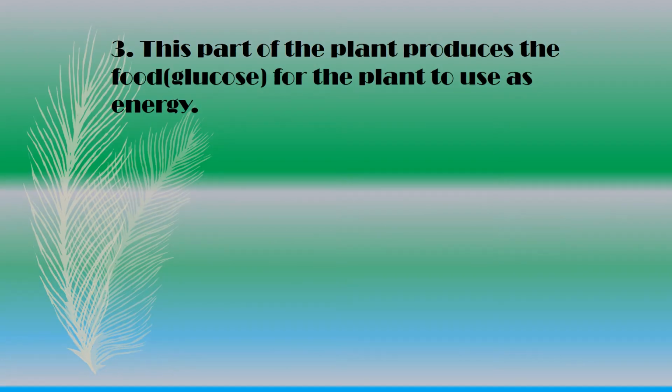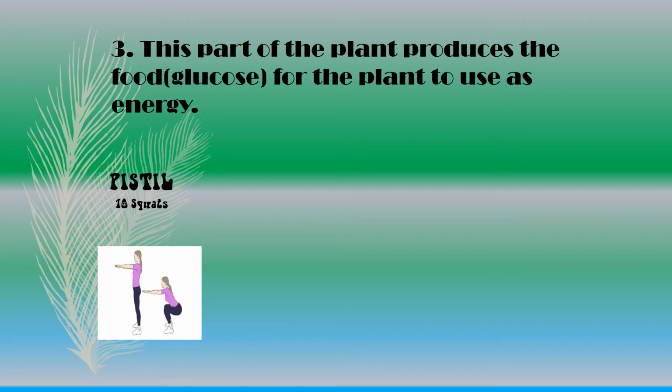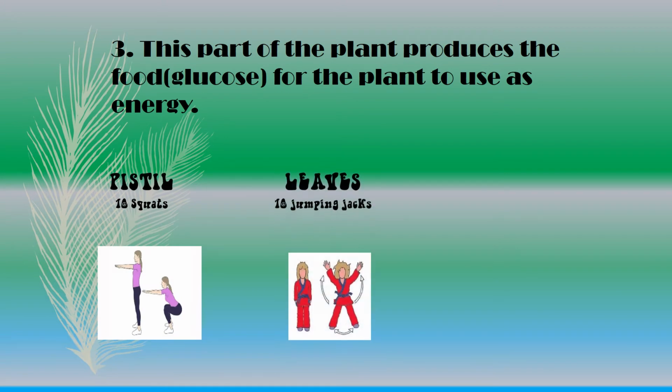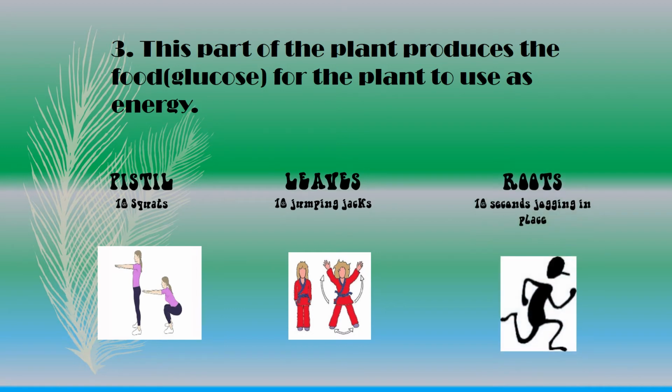Number 3. This part of the plant produces the food or glucose for the plant to use as energy. Is this part the pistil? If you think so, do 10 squats. Is it leaves? If so, do 10 jumping jacks. Roots? Do 10 seconds of jogging in place. Pause, do your exercise, and hit play to continue. Leaves are the part of the plant that produces the glucose.